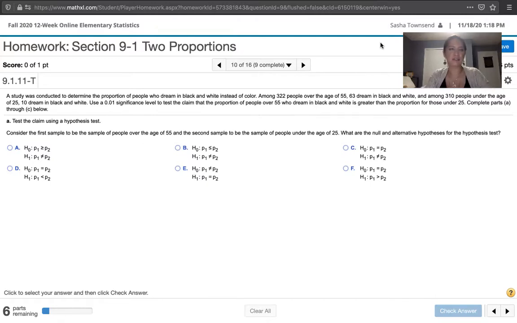We're asked to complete parts A through C below, and part A asks us to test the claim using a hypothesis test. Consider the first sample to be the sample of people over the age of 55, and the second sample to be the sample of people under the age of 55. They ask, in that case, what are the null and alternative hypotheses? In order to solve this together, I'll share my paper with you.